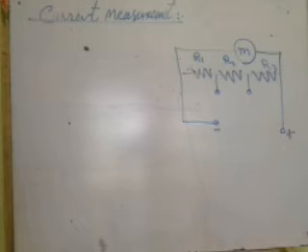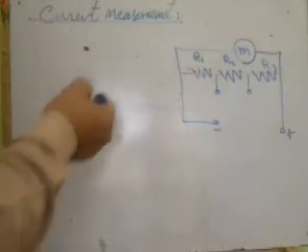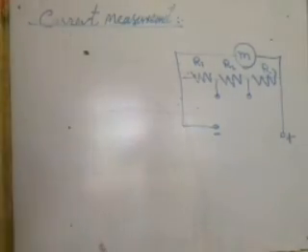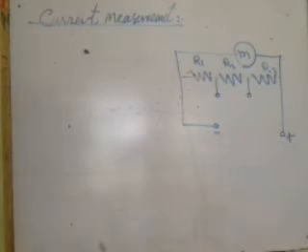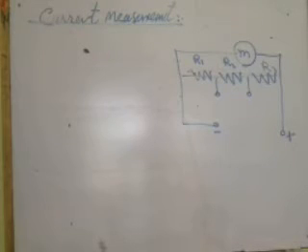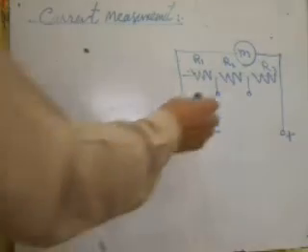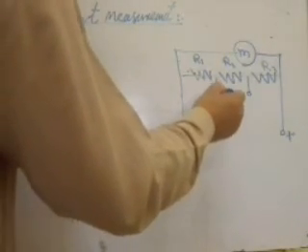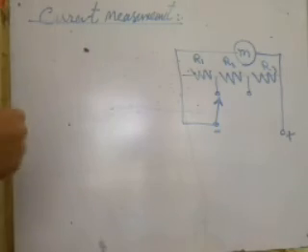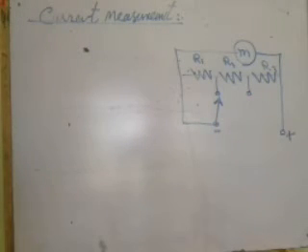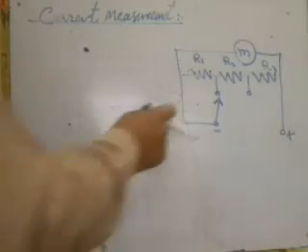So, if we want to measure the current between R1, R2 and R3, we will simply connect this key to this point. Or if we want to change the range, the limit of the current which is to be measured, we will simply change this terminal, this connection, and will connect it to this one.